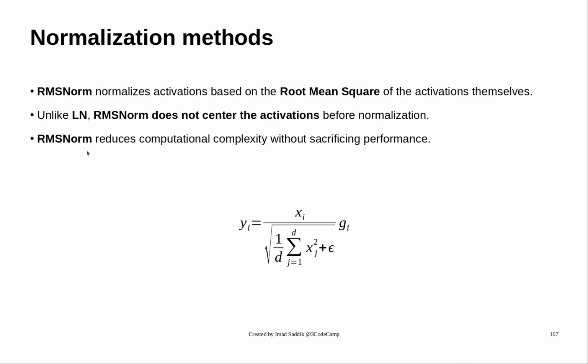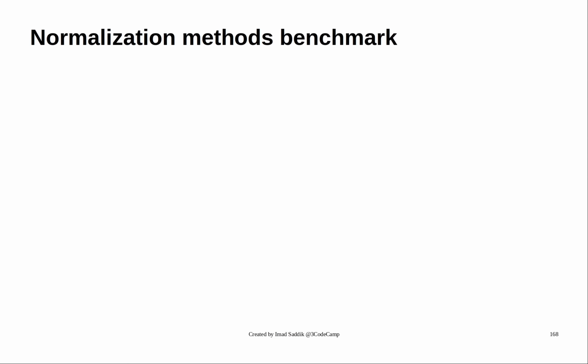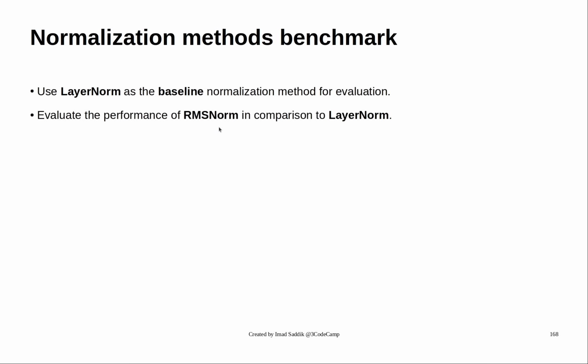RMS norm reduces computational complexity without sacrificing performance. This means that training will be a bit faster, but the performance will not degrade. So I have explained to you the 3 normalization methods. Now let's start the benchmarking. Because I have used layer norm in the previous script, or in the previous course, I will consider this as the baseline and I will compare RMS norm to layer norm.